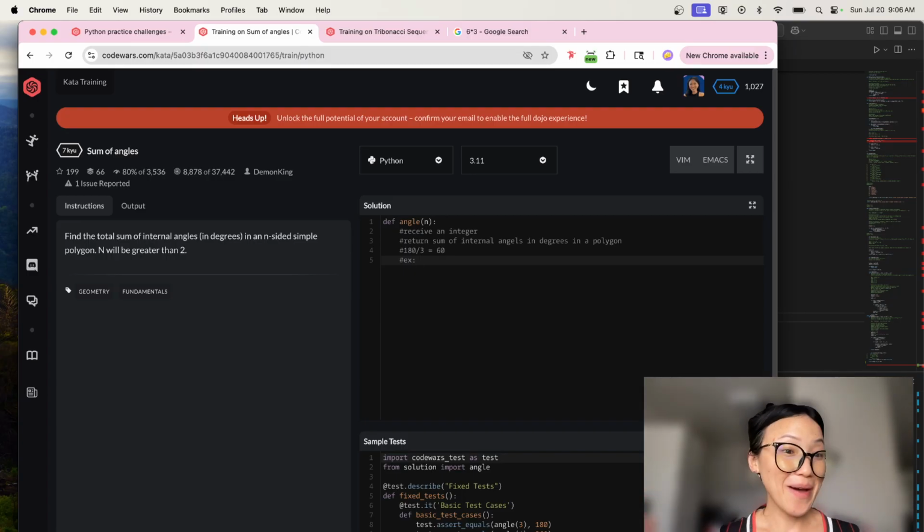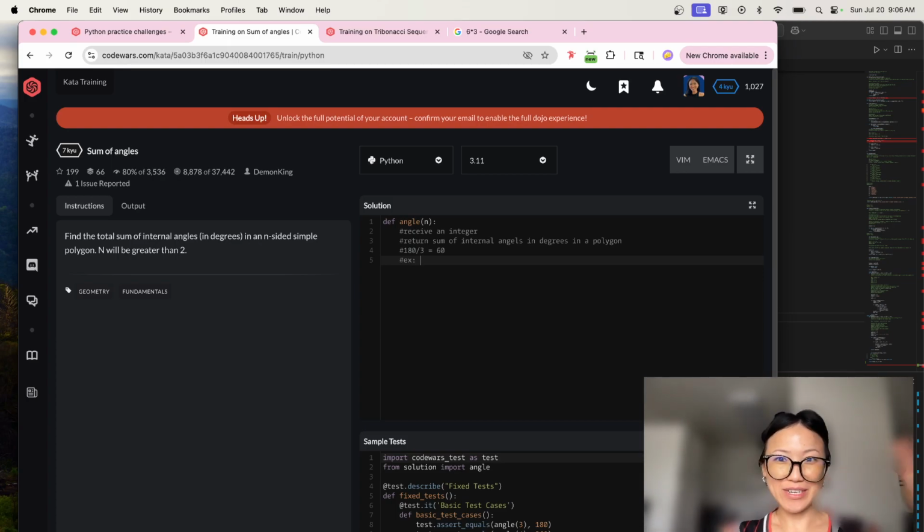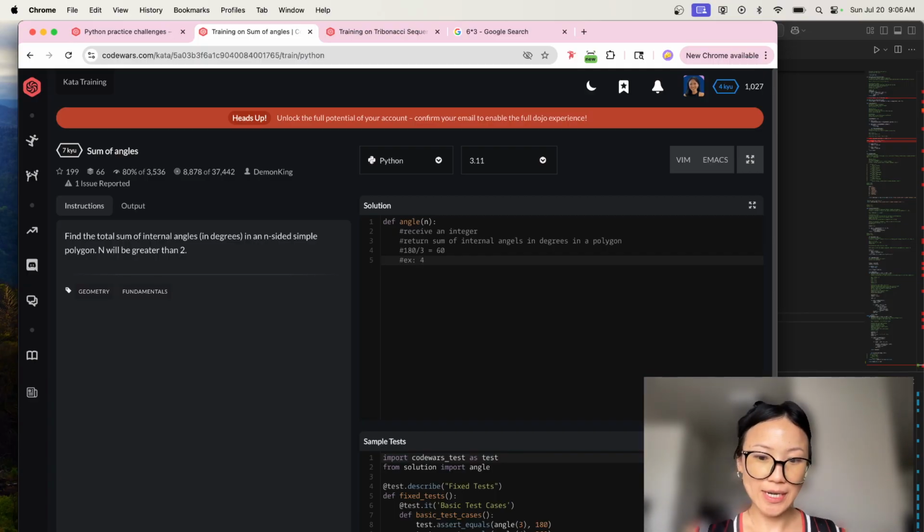I know nothing about polygons. I know nothing about angles. Didn't do so well in math class, especially with shapes.